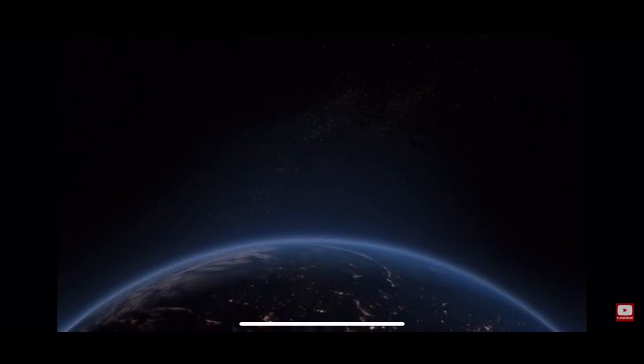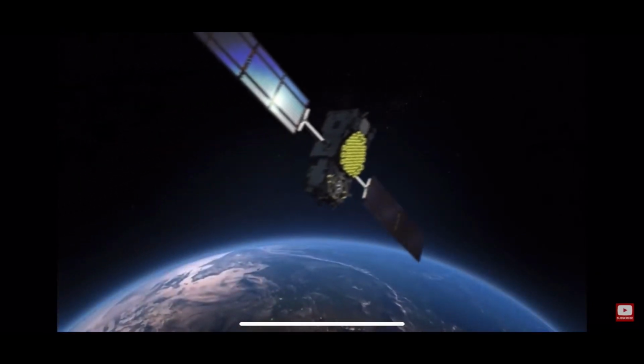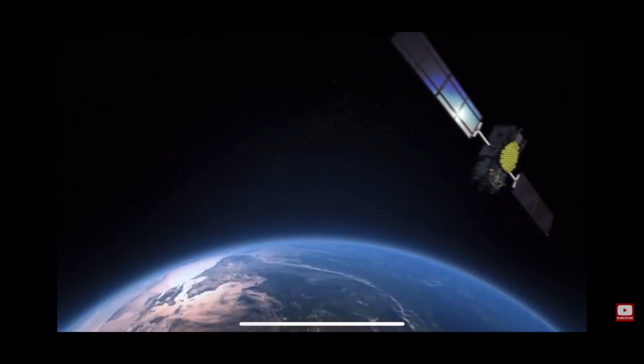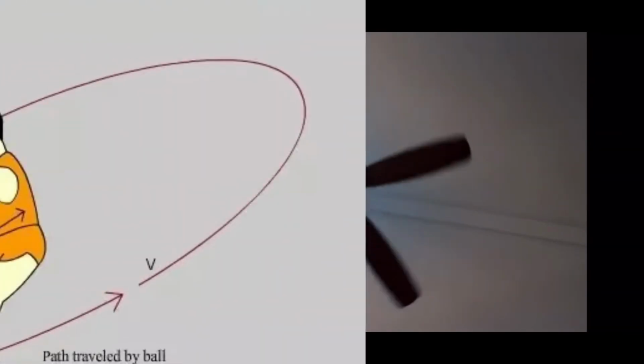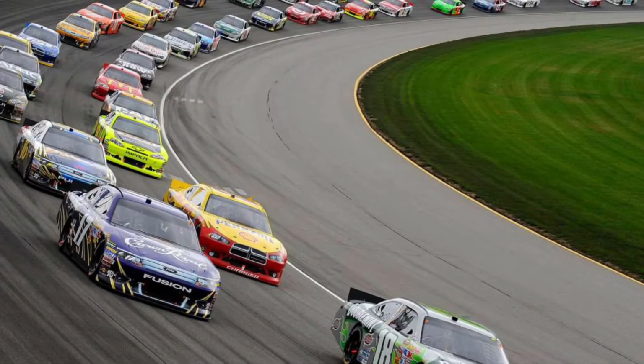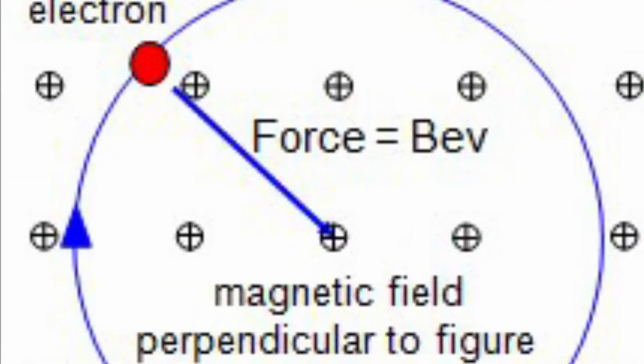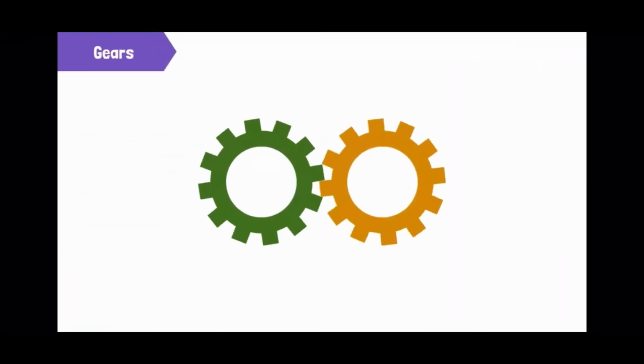There are many examples of circular motion, such as a satellite orbiting the Earth at a constant height, a ceiling fan's blades rotating, a stone which is tied to a rope and is being swung in circles, a car turning through a curve in a racetrack, an electron moving perpendicular to a uniform magnetic field, and a gear turning inside a mechanism.